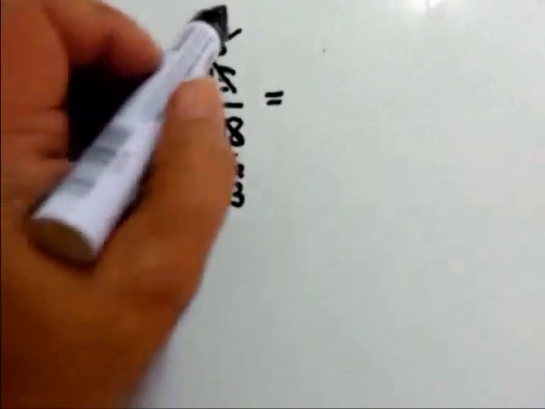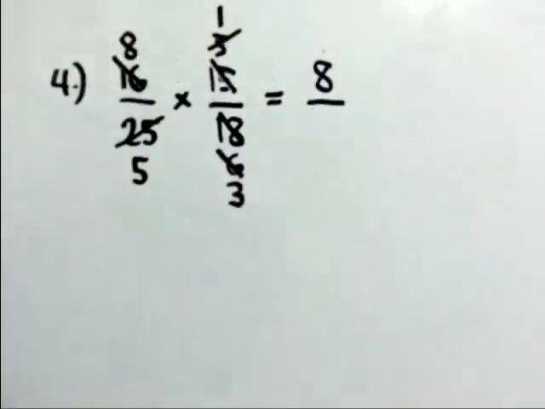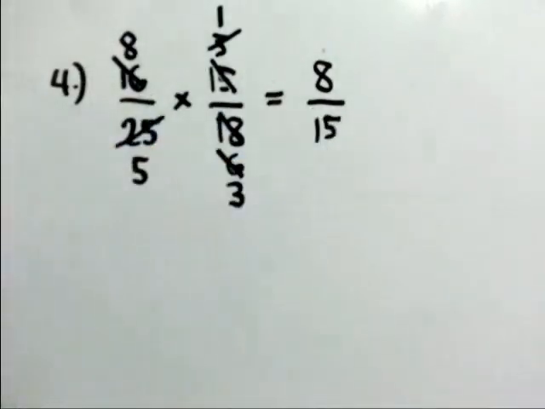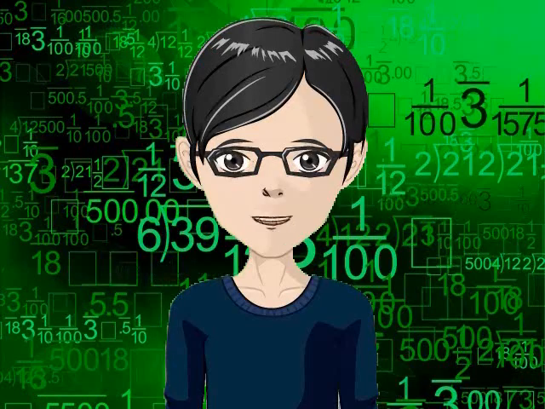We multiply. 8 times 1 equals 8. 5 times 3 equals 15. And so we have 8 over 15. Did you get everything correct?